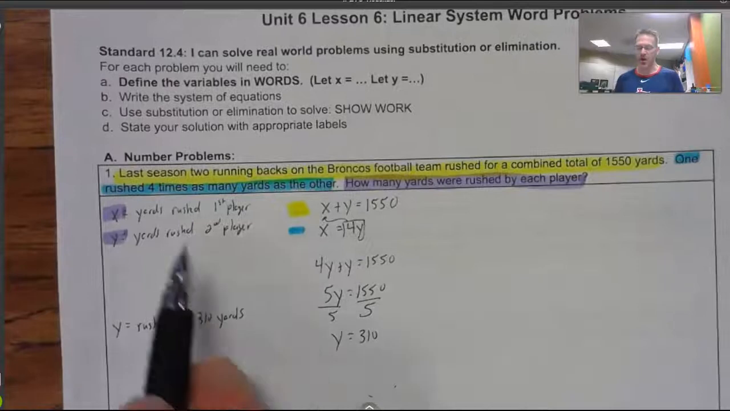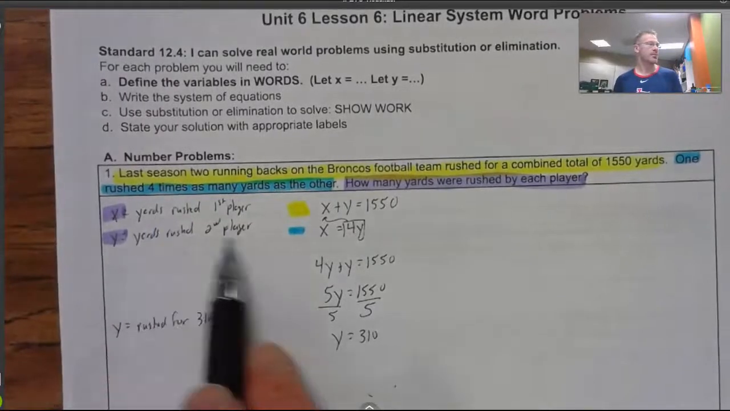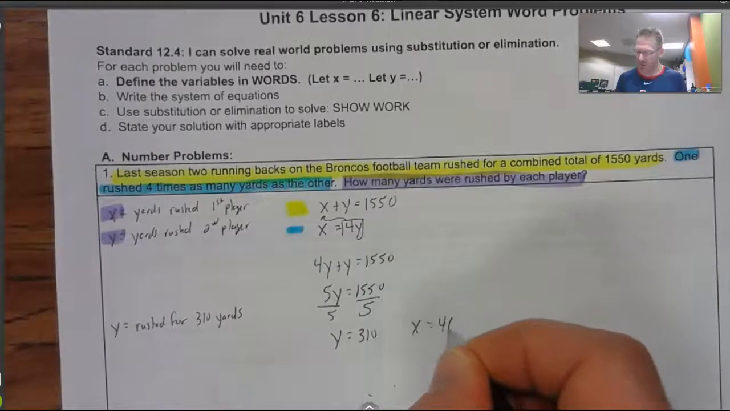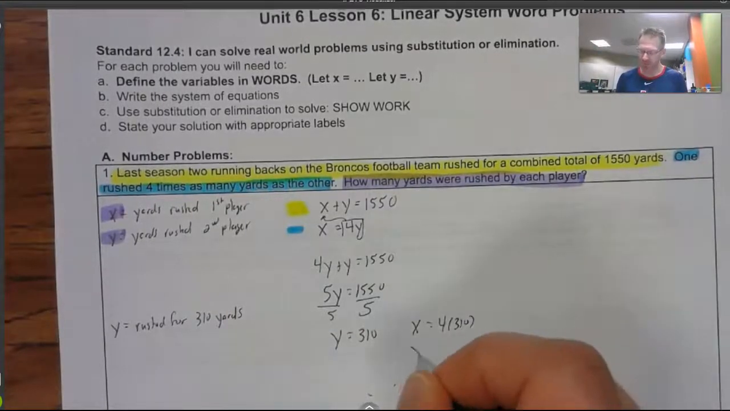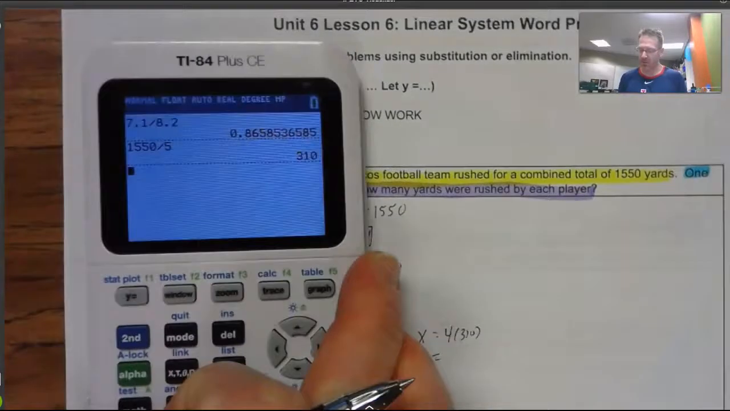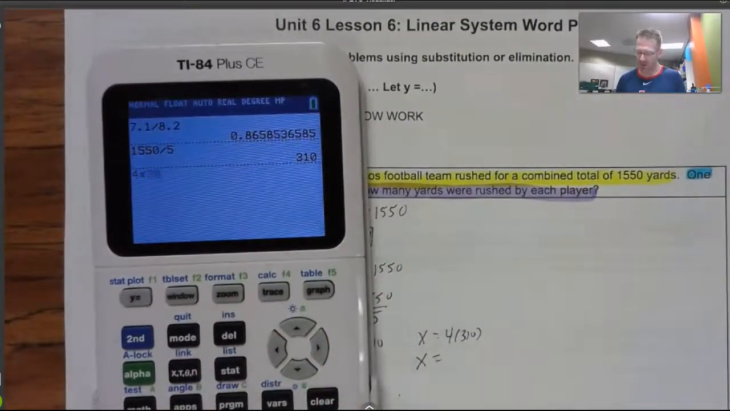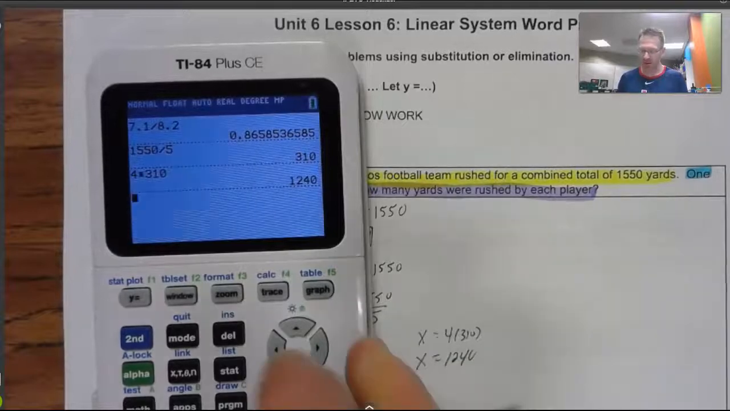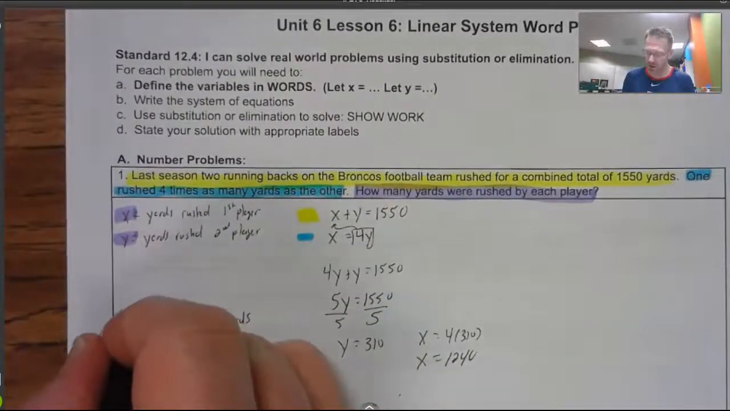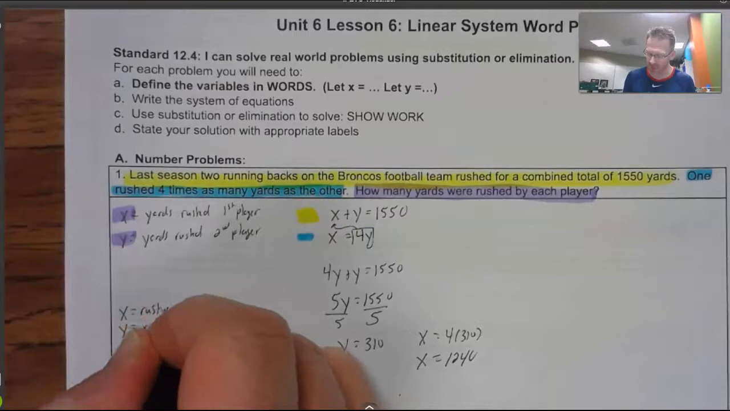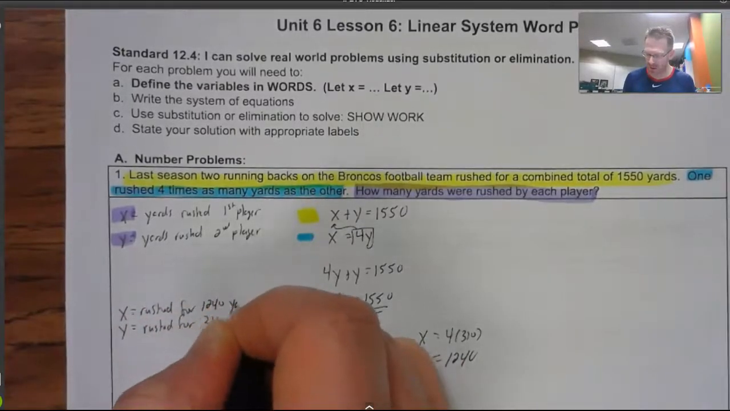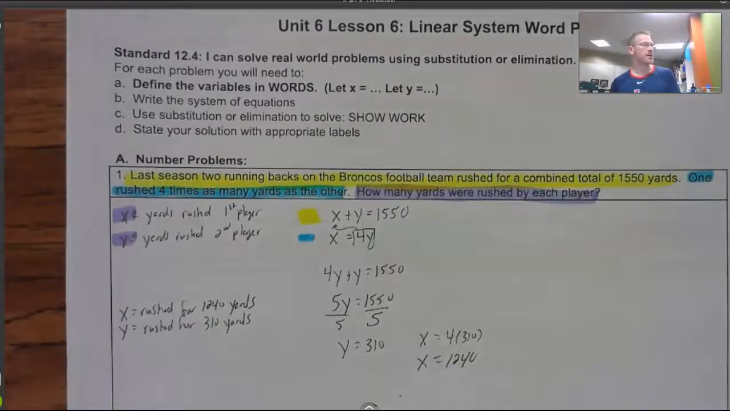But now notice we also have to figure out what the other running back did. Well, we go back to x equals right here. So x equals 4 times y. And if we do that problem, 4 times 310 is 1,240 yards. So this one rushed for 1,240 yards. And there it is.